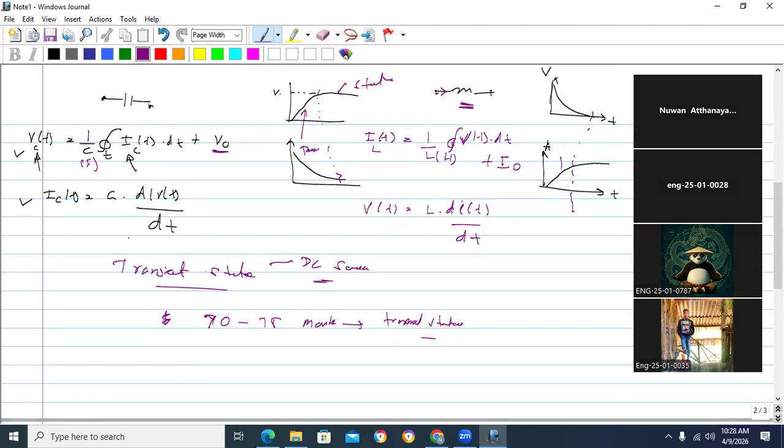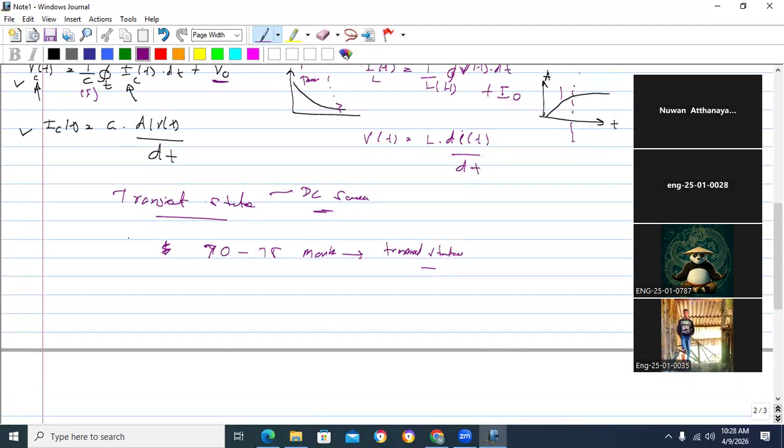Okay. So as I told you, 70 to 75 marks will be based on transient state. And steady state is very easy, okay? Steady state is very easy, so you will get around 10 to 15 marks from steady state, okay?